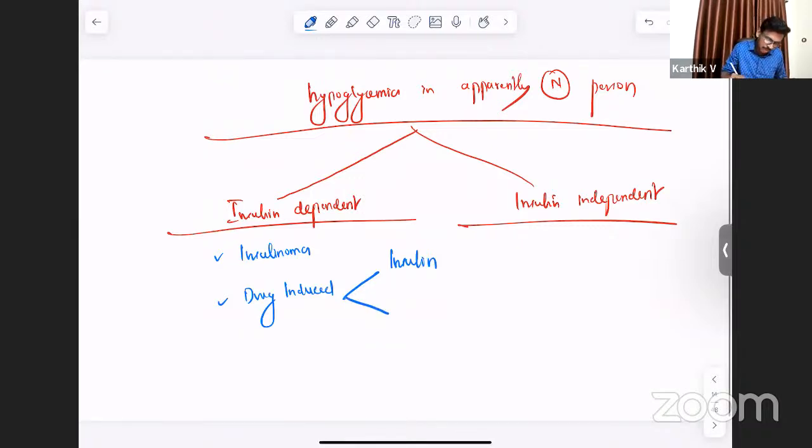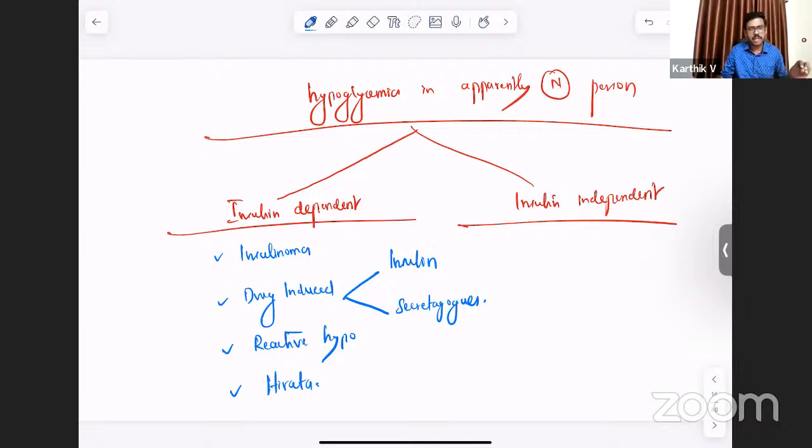Then you have the secretagogues, insulin secretagogues like sulfonylureas, meglitinide analogs, etc. Then you have reactive hypoglycemia. You have Hirata syndrome, etc. Okay, Hirata syndrome. So many causes that we will deal one by one. Then you have insulin independent cause. Okay, insulin independent cause. There are a different set of causes in childhood and in an adult population.